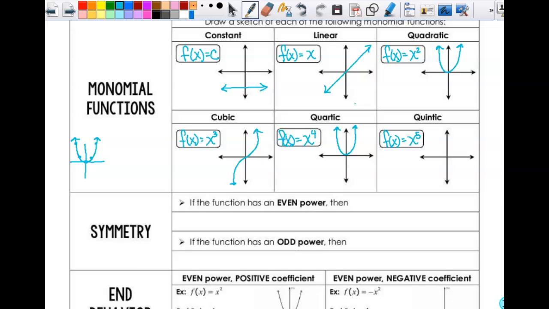What do you think the quintic would look like? Not like a parabola, because if I have 1, I'm going to get 1. If I have negative 1, what am I going to get? Negative 1 to the 5th power? Negative 1. So it's going to look like the cubic.